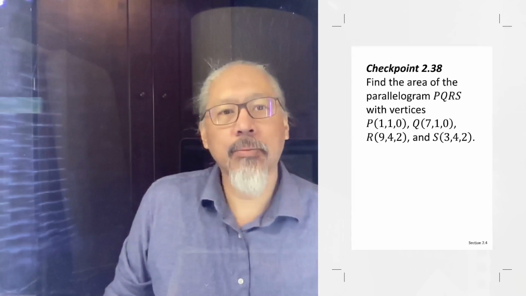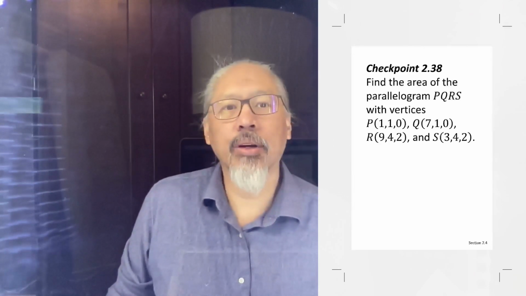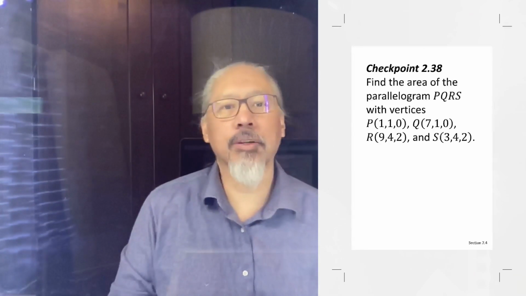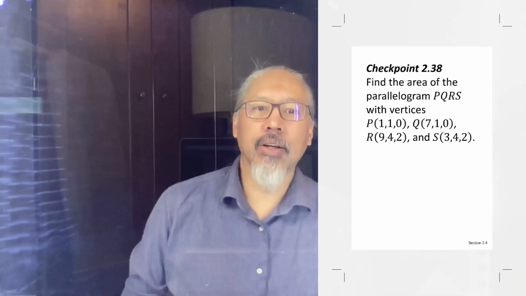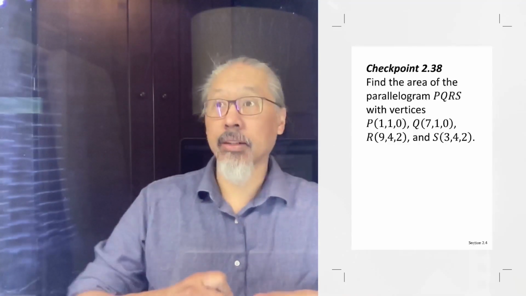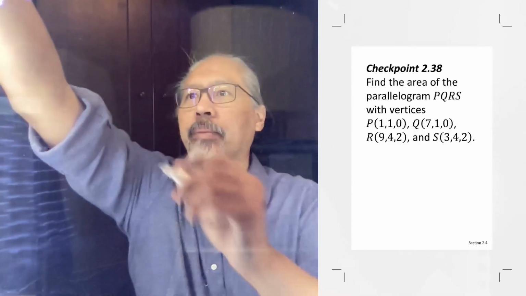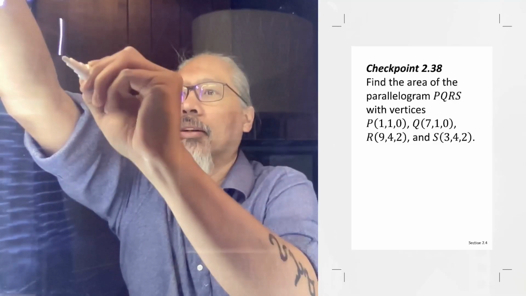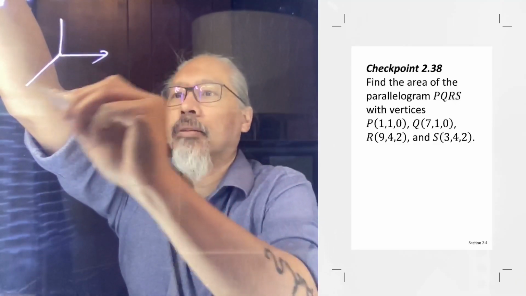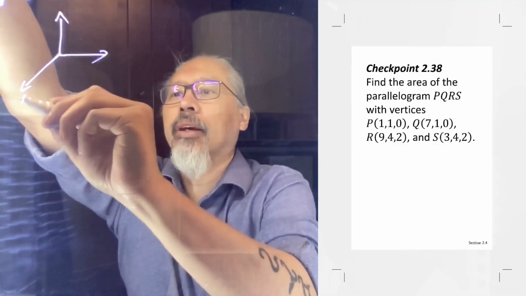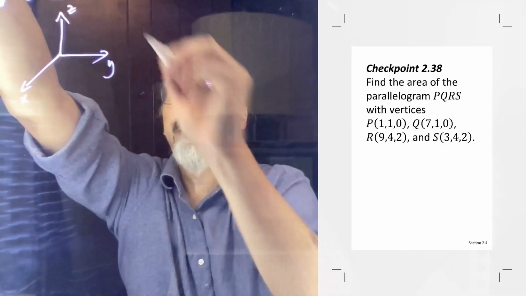Hello, let's do checkpoint 2.38. They want us to find the area of the parallelogram with vertices P, Q, R, S, and they give us values for P, Q, R, and S as points. Let's try to imagine how this might look by plotting these points in X, Y, Z space.